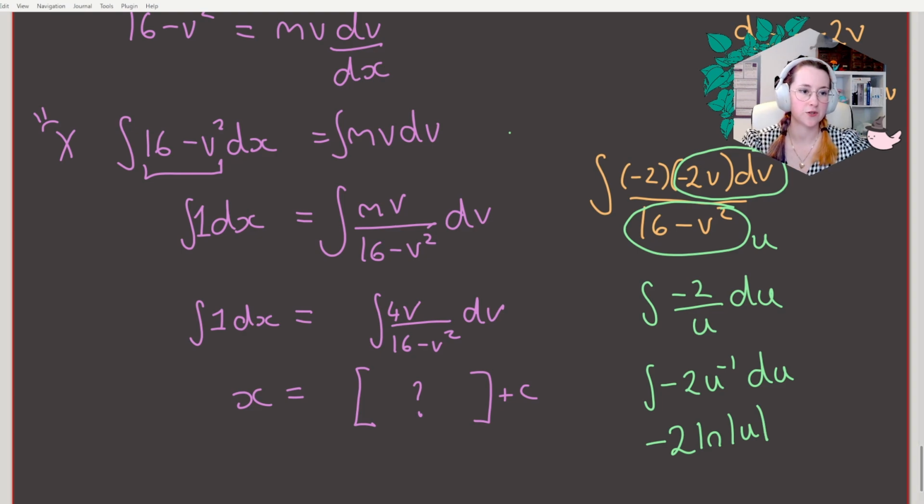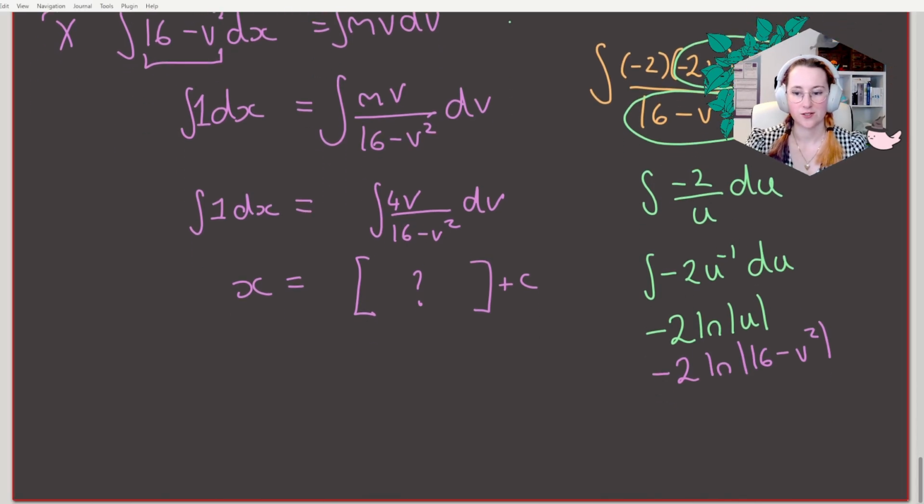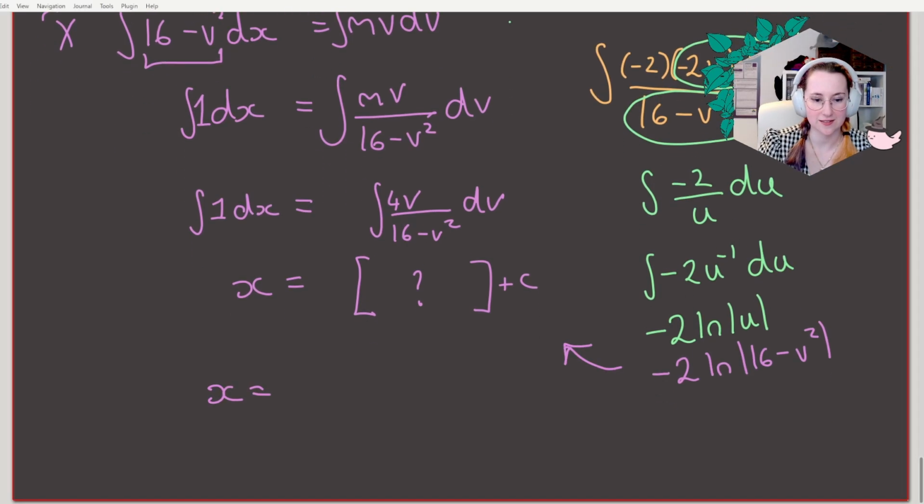And then all we need to do is substitute back in what u was. So this was 16 minus v squared. Okay, so taking that in over here, that gives us x is equal to, so the displacement is equal to minus 2 times the natural log of 16 minus v squared plus some constant c.